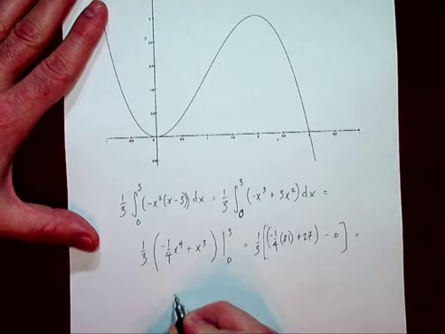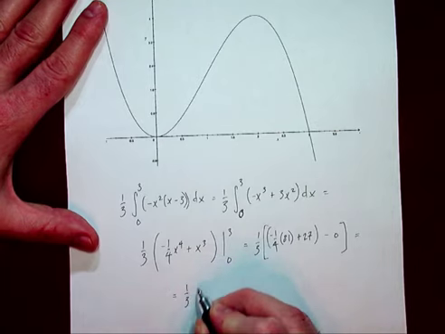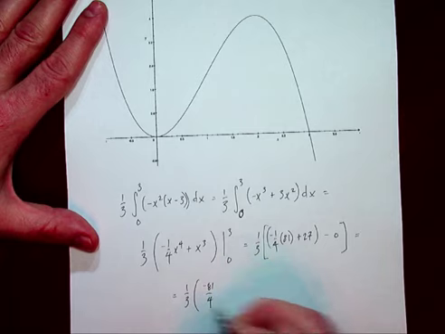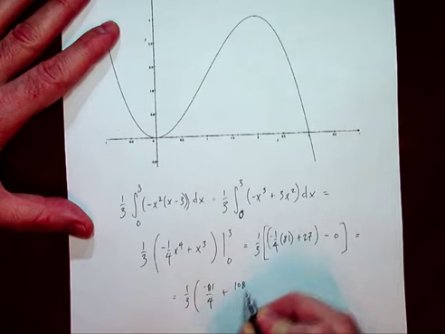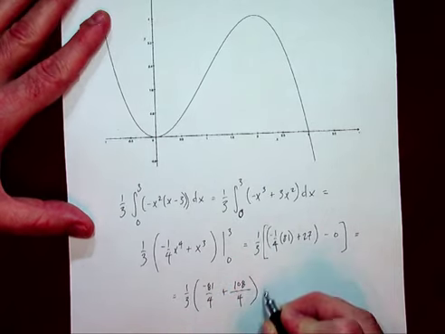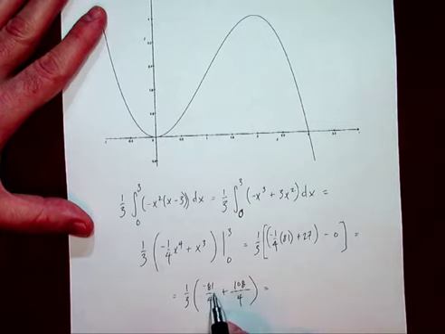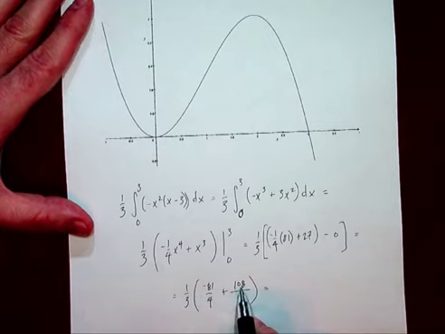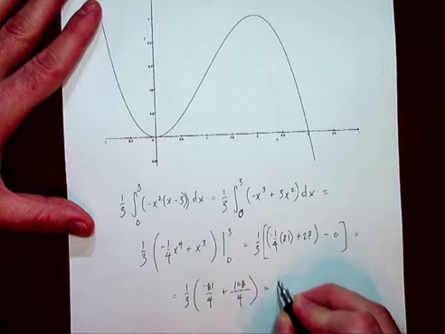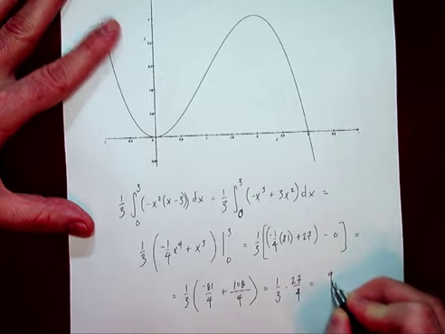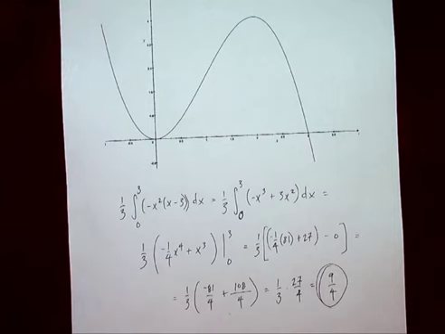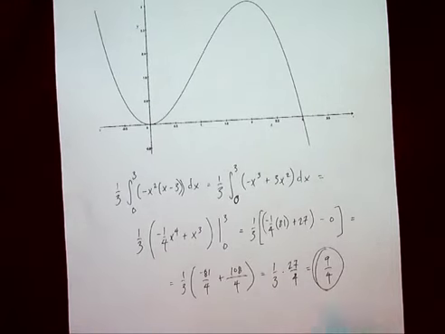Now, what happens here is this becomes 1/3 times negative 81/4, which is negative 20 and 1/4, plus 27. Well, 27, if you want to put it in terms of fourths, is 108, right? And so what we have here is negative 81 plus 108, which is positive 27. So I have 27 fourths times 1/3, which just gives me 9 fourths. Okay, now that is the average value.